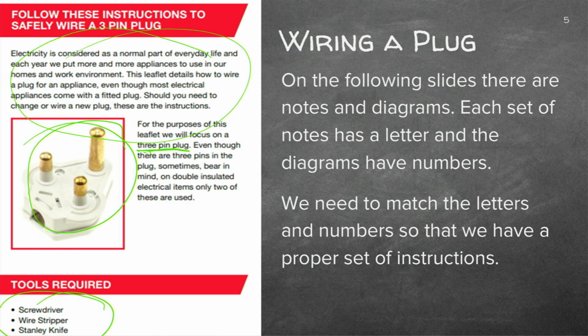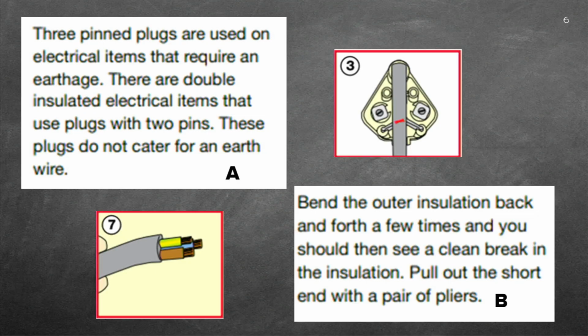So we're going to now go and look through these, and what I'm going to do is read a bit of each of the instructions, and then we'll quickly scroll through and find the diagram that matches the instruction. So A tells me that 3-pin plugs are used on electrical items that require an earth. There are double insulated electrical items that use plugs with 2 pins, but these plugs don't need an earth. So we know a little bit: we're looking for a 3-pin plug, and we are looking for some different colors attached to it.